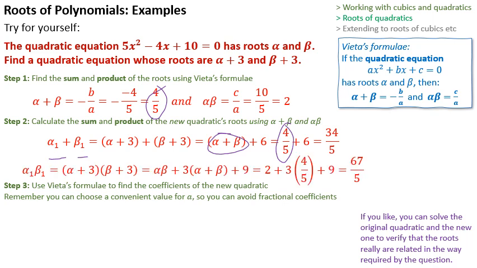We can do the same kind of thing for alpha times beta. The product of the new roots, alpha 1, beta 1, I've called it, will be alpha plus 3 times beta plus 3. Now this one's quite nice, because when you expand it out, yes, you can group an alpha plus beta, and we know the value of alpha plus beta, we've mentioned that already, but there's also an alpha beta term, and for that one we're going to need the 2. So we end up using both. We get the 2 from the product of the roots, and we get the 4/5 from the sum of the roots. And if we put both of those in, we can calculate the product of the new roots. It comes out as 67 over 5.